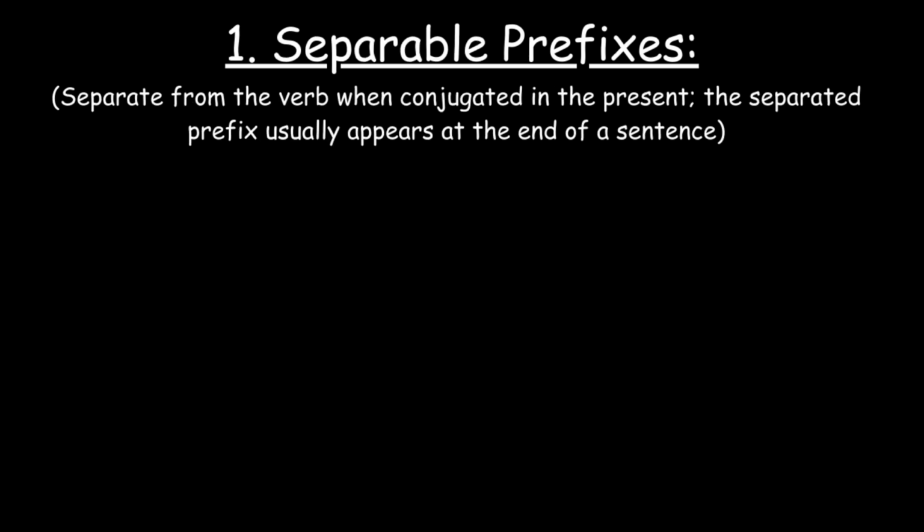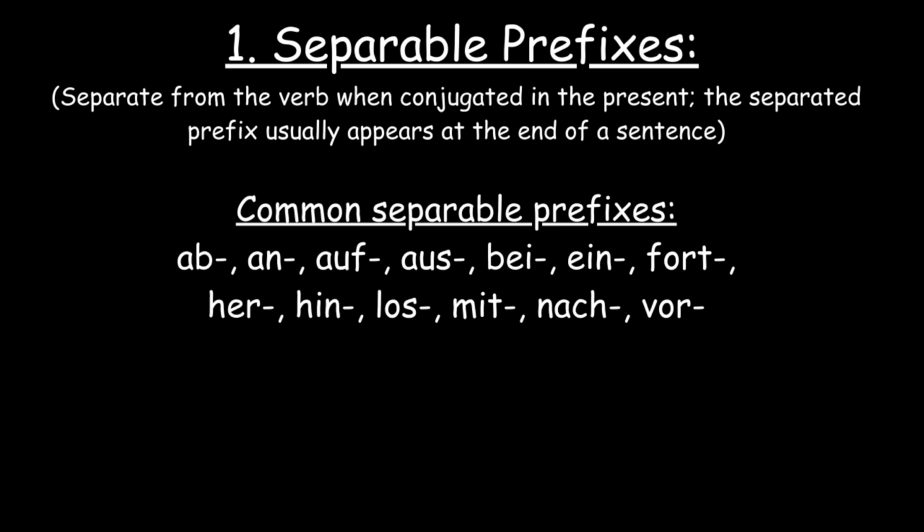Separable prefixes separate from the verb when conjugated in the present tense, and the separated prefix usually appears at the end of a sentence. Common separable prefixes are ab, an, auf, aus, bei, ein, fort, in, los, mit, nach, and vor. Before showing examples, it's important to know the approximate translations that English can have of verbs with prefixes.